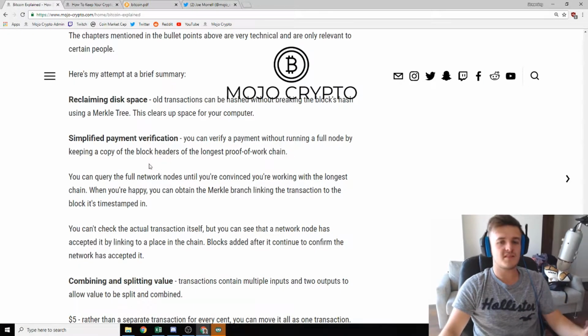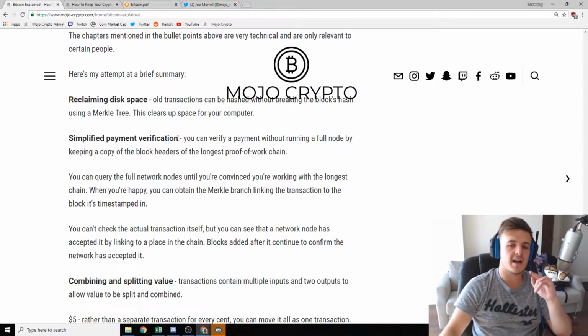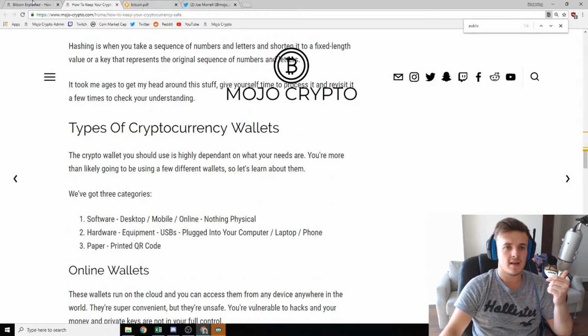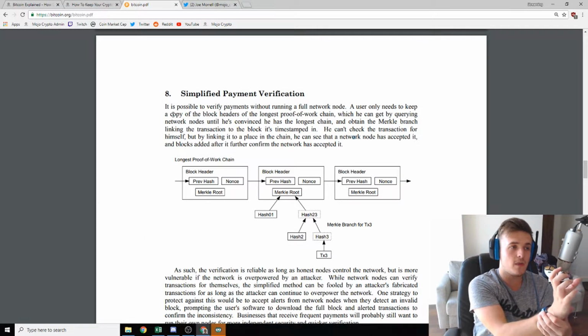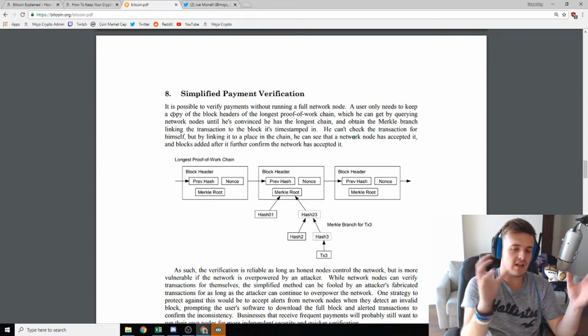So, simplified payment verification. Basically, you can verify a payment without running a full node by keeping a copy of the block headers and of the longest proof of work chain. In order to check that your transaction is actually on the blockchain, you could download all of it and then look at it and see if it's there. But there is a way to do it without downloading the whole blockchain.